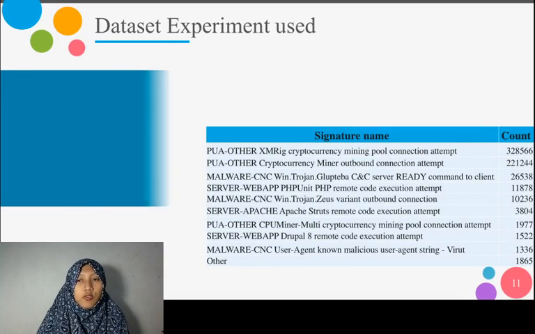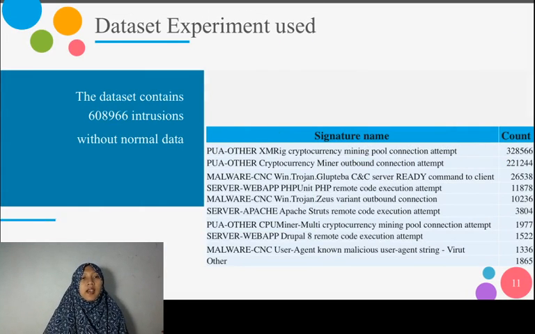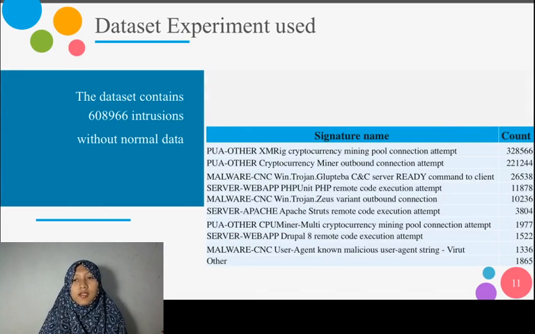The experiment dataset contains 600 million intrusions without normal data. The signature names are about malware, cryptocurrency, remote code, and others. The signatures are based on rules in Snort.